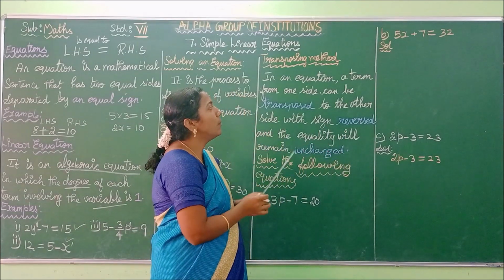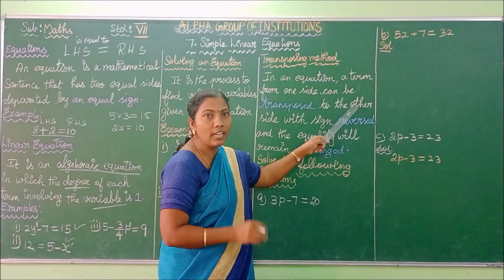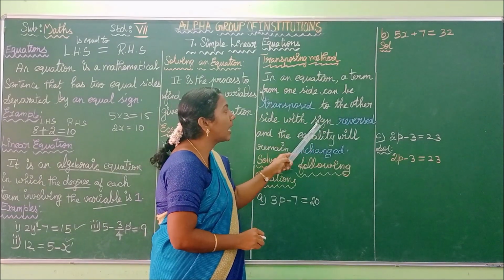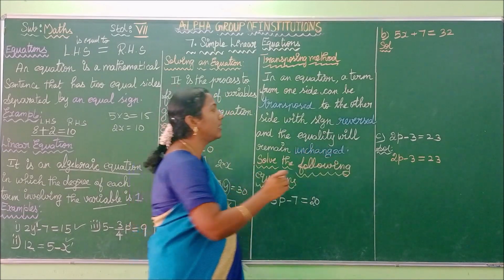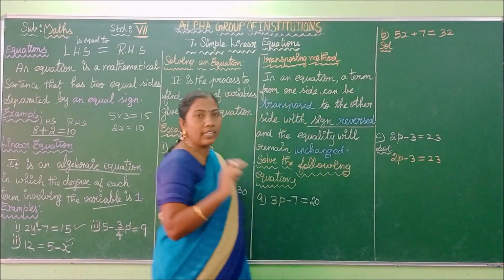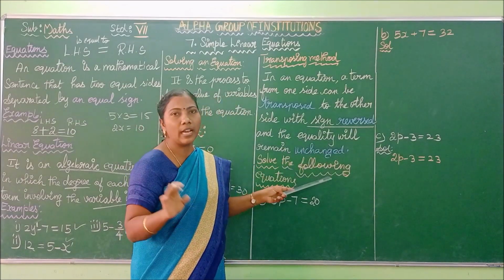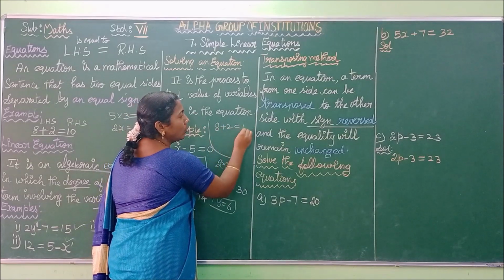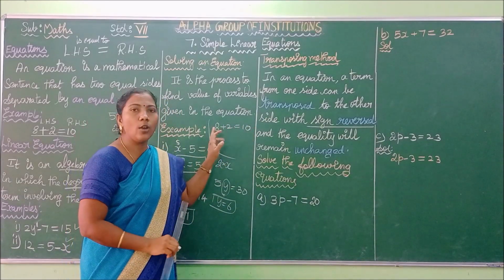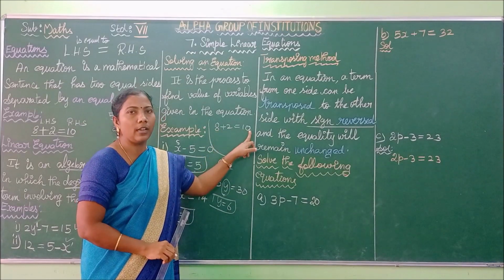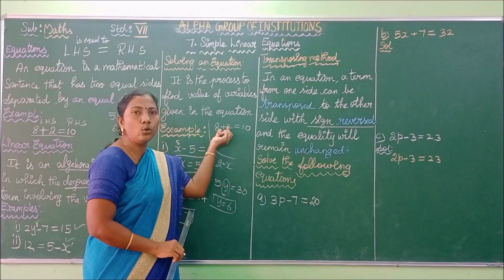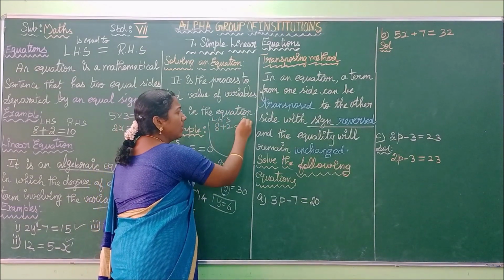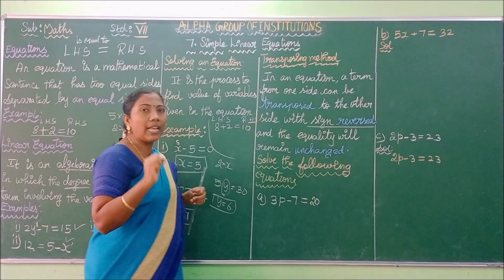In the process of bringing a term from one side to another side, we have to follow one thing. What is the thing? The sign is reversed. We have to reverse that sign. Listen carefully. We have to reverse the sign. Then only the equality will remain unchanged. See here, I give one example. 8 plus 2 equal to 10. Okay. In the LHS we have 8 plus 2. In the RHS we have 10. Now I am going to transpose 2.